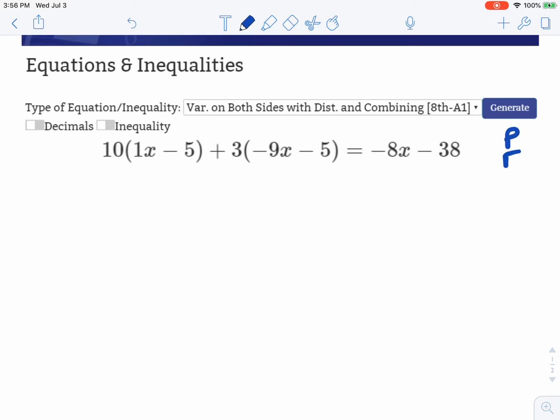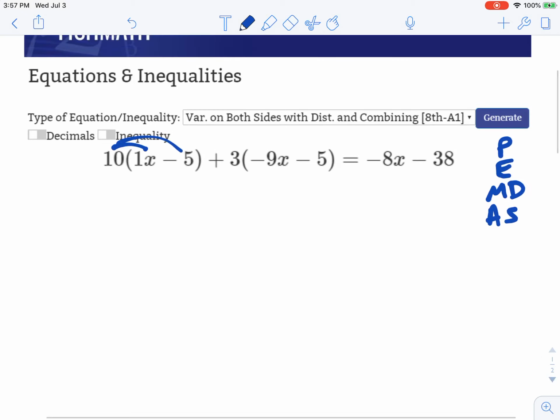We kind of have to because order of operations says we've got to make sure we do all multiplying and dividing before we add or subtract. So I would start with the first one here on the left. We've got 10, and these get multiplied into these two. So let's do that. 10 times 1x is 10x. 10 times negative 5 would be minus 50.